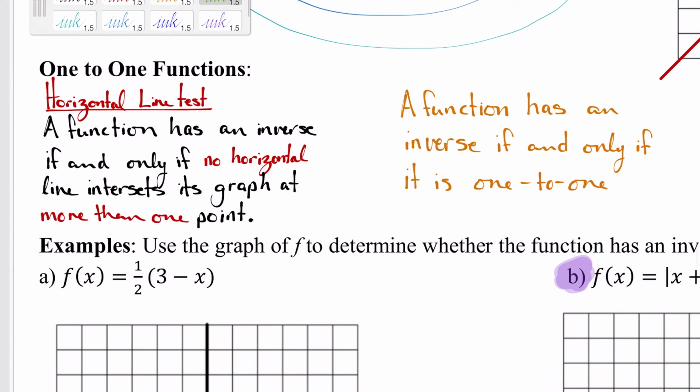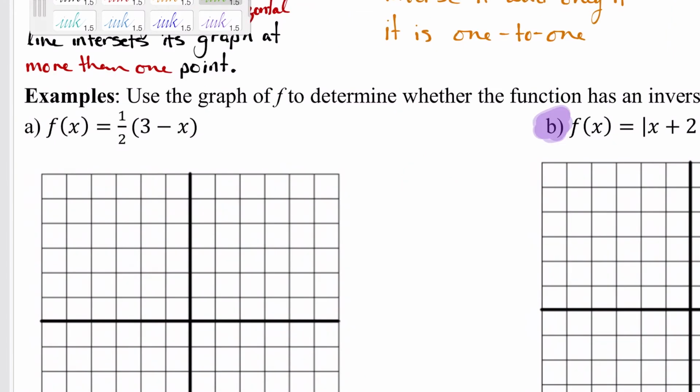So with one-to-one functions, we look to see if they are one-to-one by doing the horizontal line test. It's just like the vertical line test, just with a horizontal line instead. And if it passes, if it is one-to-one, that means that it does have an inverse function. So here they want us to use a graph to determine whether the function has an inverse.